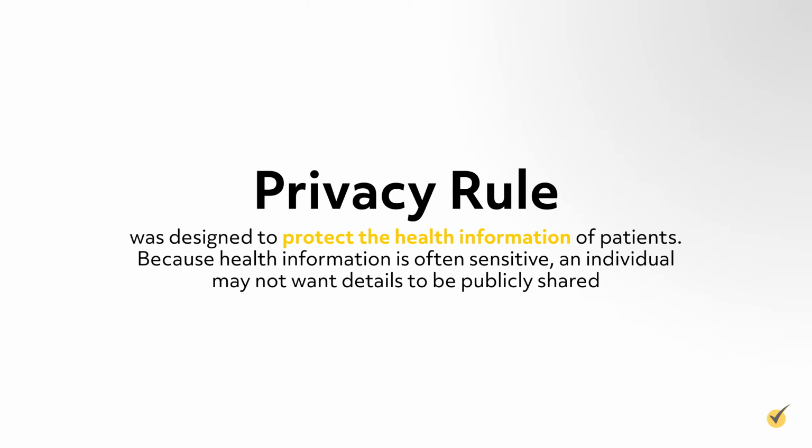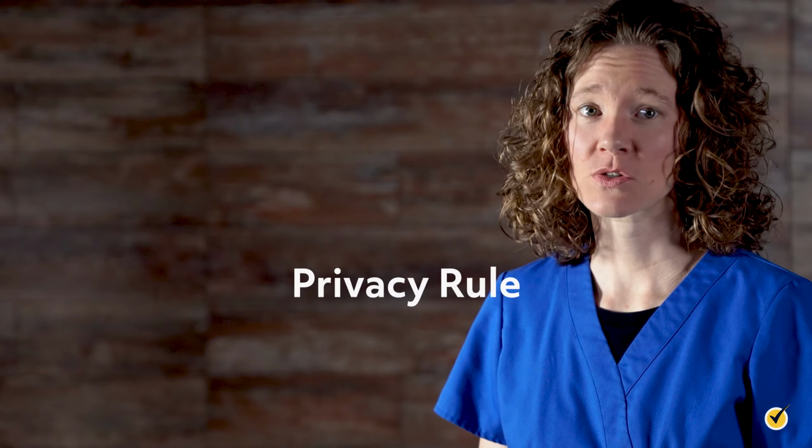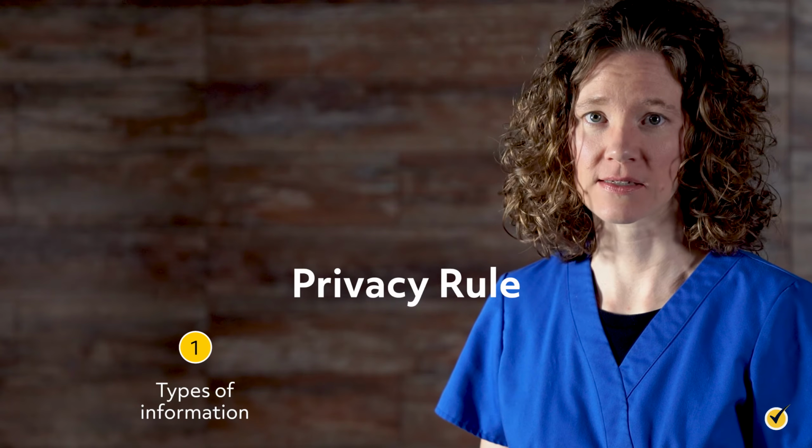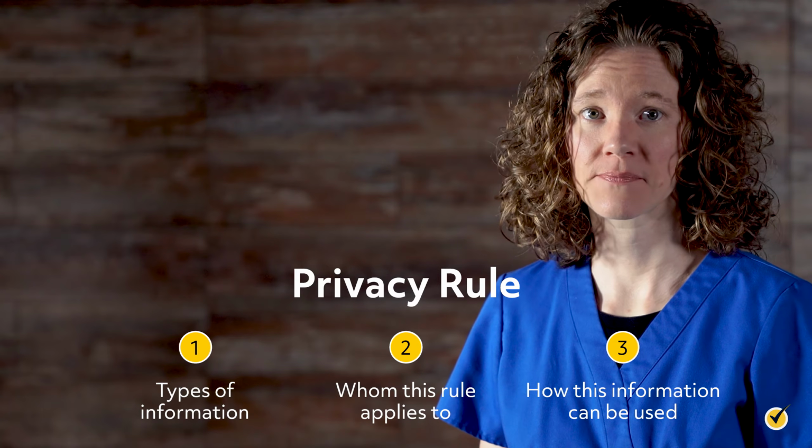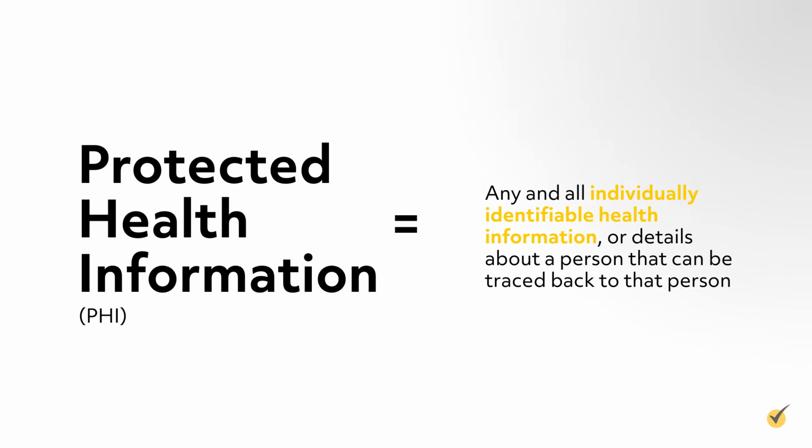The HIPAA privacy rule was designed to protect the health information of patients. Because health information is often sensitive, an individual may not want details to be publicly shared. This part of HIPAA describes the types of information that are protected, whom this rule applies to, and how this information can be used. Protected health information, or PHI, is any and all individually identifiable health information or details about a person that can be traced back to that person.